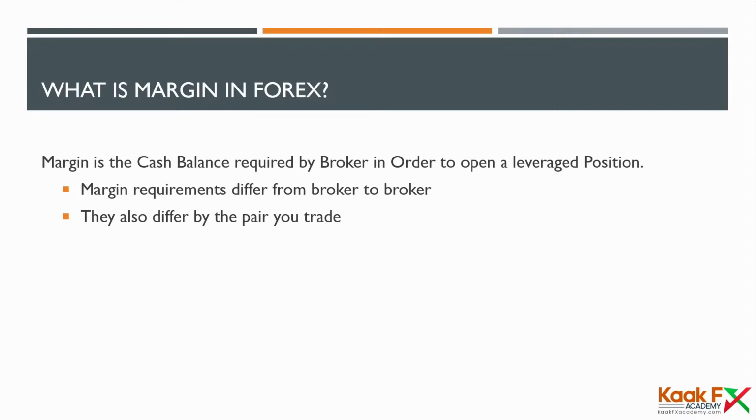Margin is the cash balance required by the broker in order to open up a leveraged position. Of course, the broker will give you the leverage, but you still have to maintain a cash balance requirement. Margin requirements differ from broker to broker. They also differ by the pair you trade. Now let's take a look at different types of margins in the next slide.